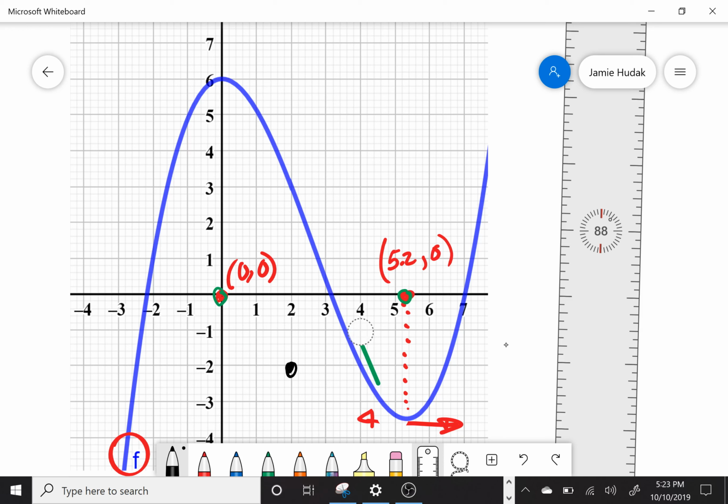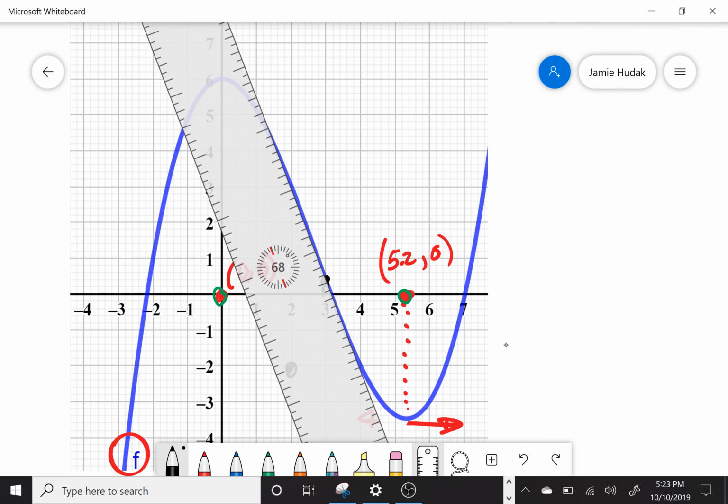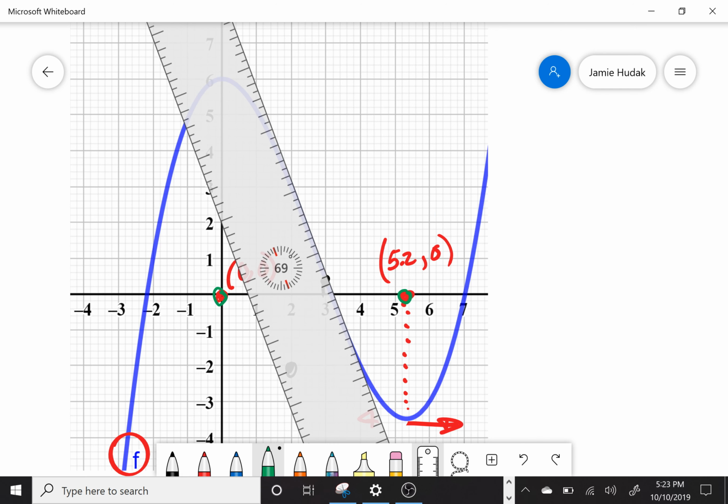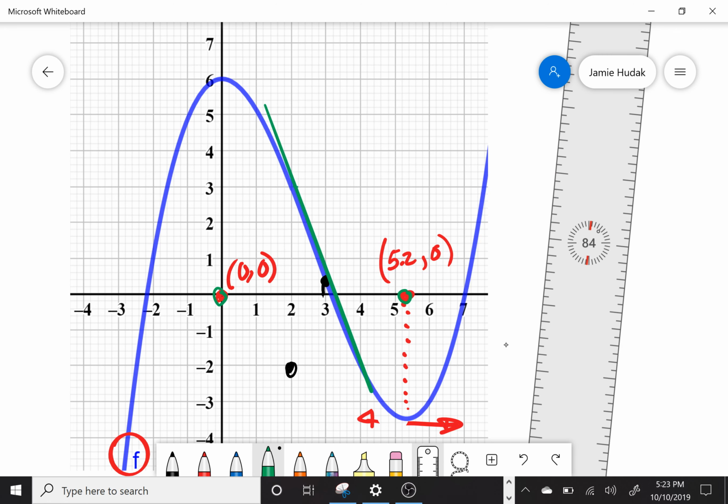All right, I'm going to erase this just so that I can focus on my next point. So let's look at the slope at 3. Here we see we're at 3. If I bring my ruler back over and I draw my tangent line, it looks like I have 1.5 over, 1, 2, 3. So it looks like it's about the same slope. Again, it's negative, it's headed down. So I've got something that looks like that so far.